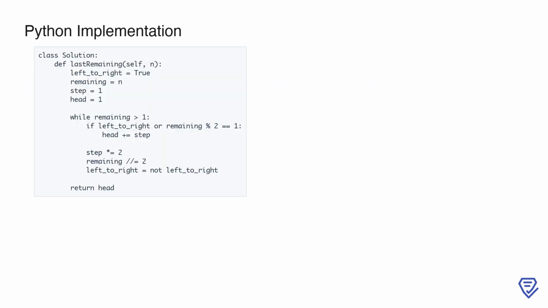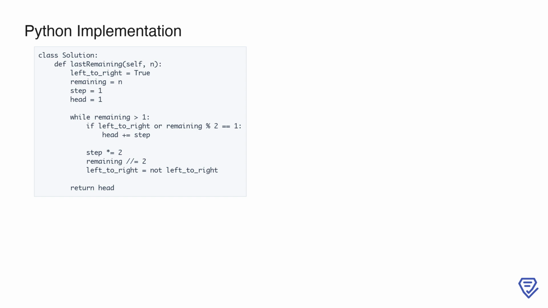This solution efficiently solves the elimination game problem using a mathematical approach rather than simulating the elimination process. The algorithm's key idea is to track the first remaining element, head, at each round and update it based on the direction of traversal and the step size. Initially, we start with head equals 1, which represents the first element of the sequence. The variable step tracks the distance between consecutive surviving elements, starting at 1 and doubling after each round.